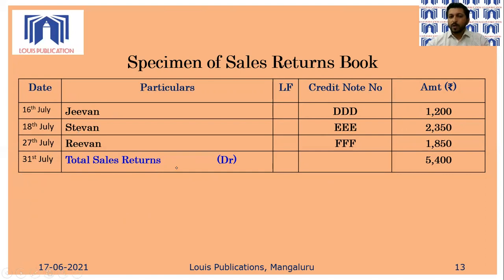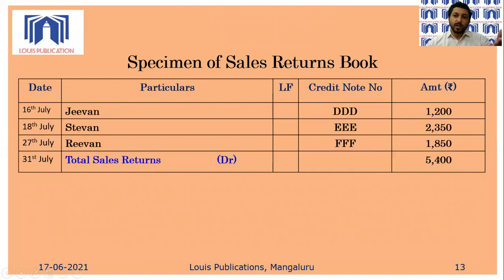Since it's July month, total sales returns will be debited. As you know, sales returns account is debited. So when we post it to ledger account, sales returns account will be debited. If we go through the subsidiary book way, it will be debited as to sundries account. That will be 5,400 rupees.